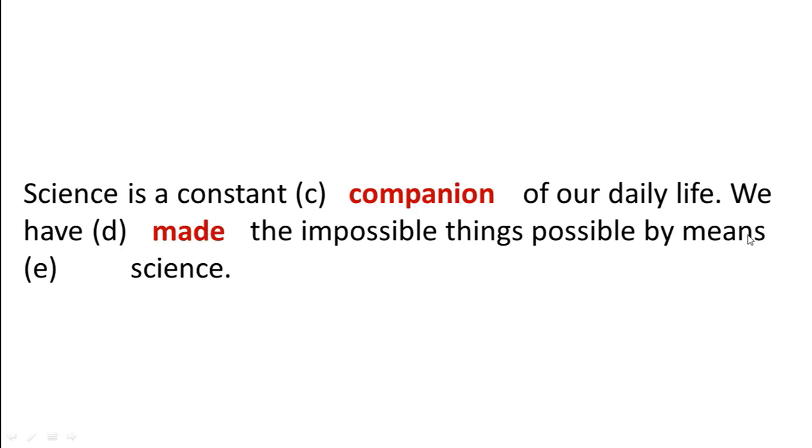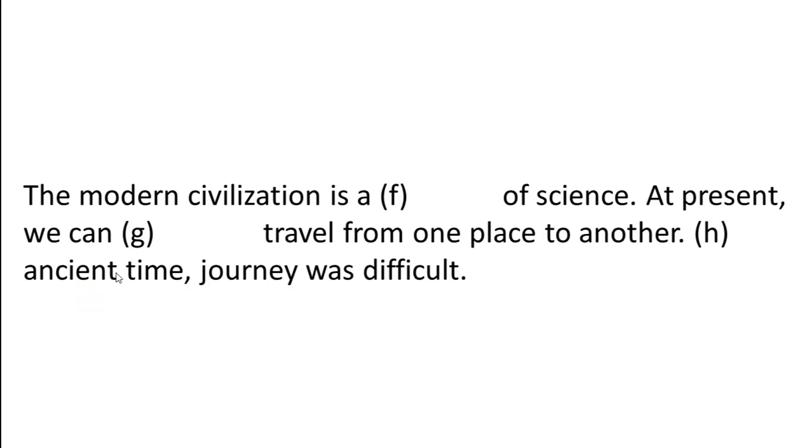Dear learners, we can use the preposition of between two nouns. Look at here, means is a noun and science is a noun. So between these two nouns we can use the preposition of. Then the modern civilization is a dash of science. So after an article we can use a noun. Look at gift, here it is a noun.